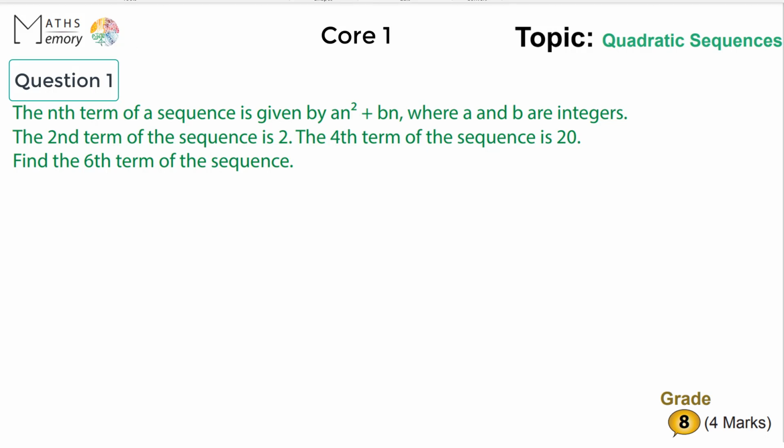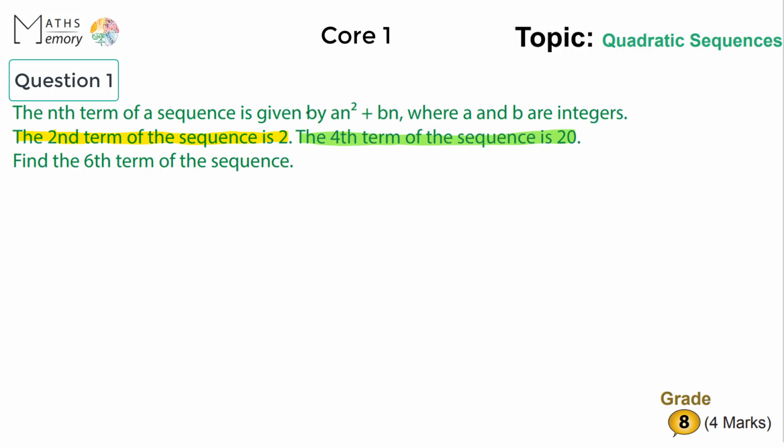In fact, let's color code this again. Let's call this yellow, the second term of the sequence, which makes us think we're going to plug in n equals 2 because it's the second term. And the second sentence, should we say, is the fourth term is 20. Okay, so n is 4, plug in n is 4. That's coming to our mind straight away. Let's see what we mean by this.